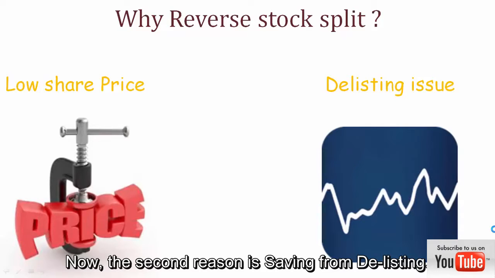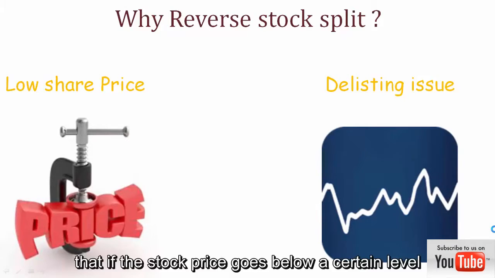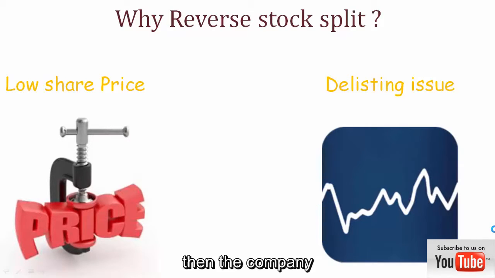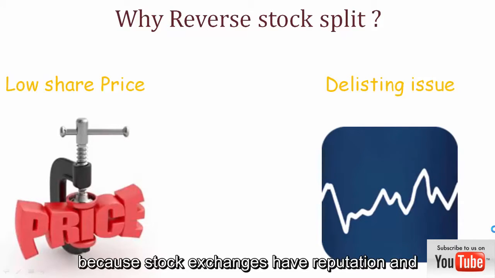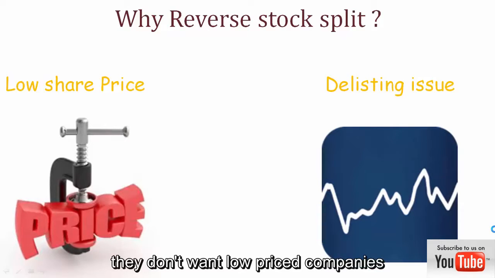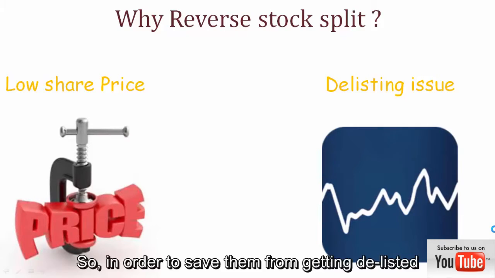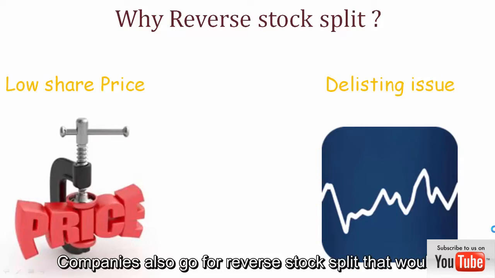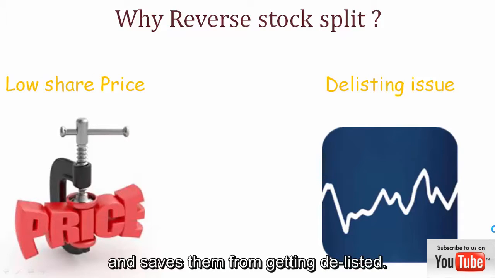Now the second reason is saving from delisting. So some exchanges have rules that if the stock price goes below a certain level, then the company will be delisted from the stock exchange. Because stock exchanges have this reputation and they don't want any low price companies to be listed on them. So in order to save themselves from getting delisted, companies also go for a reverse stock split that would increase their share price and save them from getting delisted.